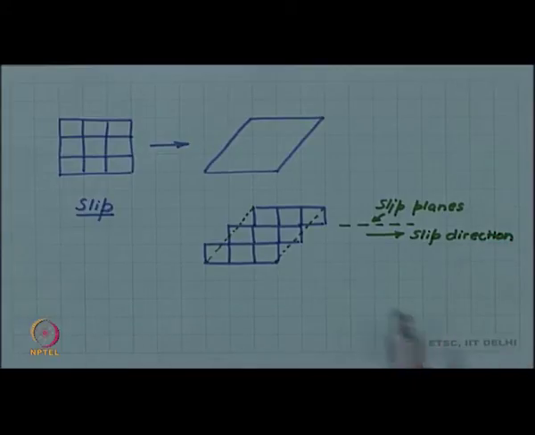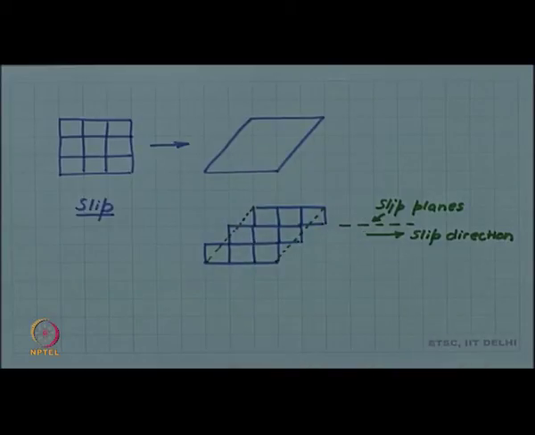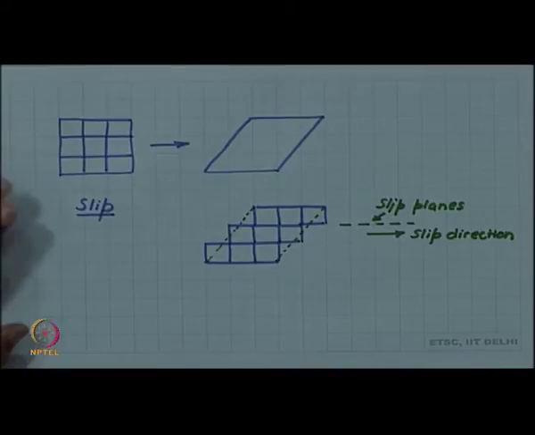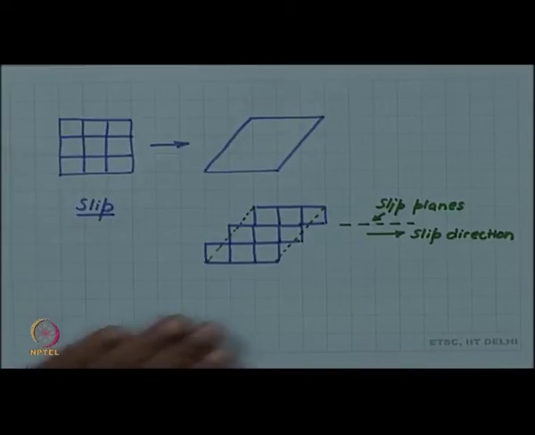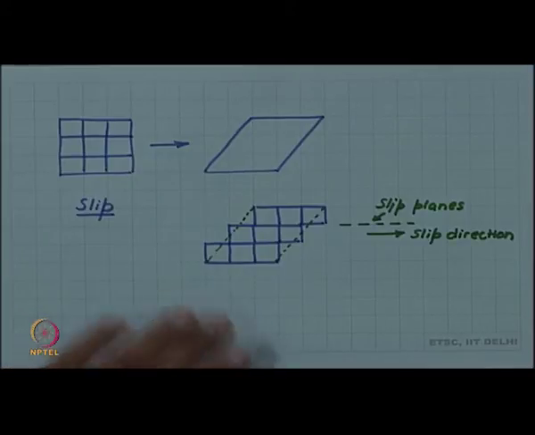So, a slip on these horizontal planes in this direction will give me an external shape which will macroscopically appear like this deformed sample. So, slip was one particular model to explain why external deformation can take place without any internal unit cell change or crystal structure change.